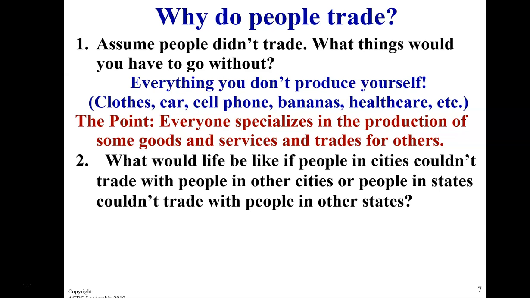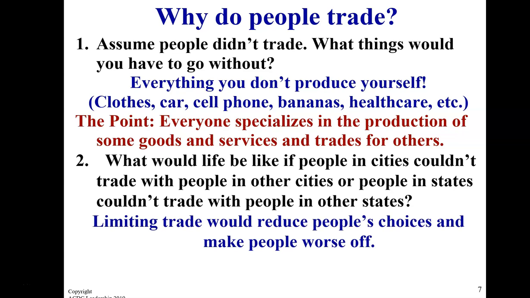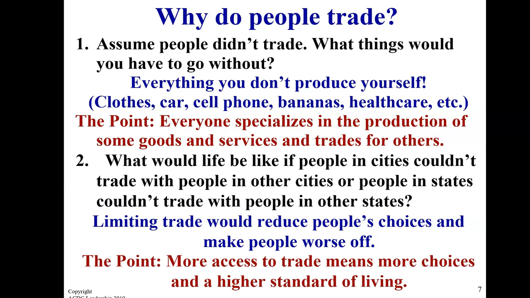What would life be like if people in cities couldn't trade with people in other cities, or people in states couldn't trade with people in other states? Limiting trade would reduce people's choices and make people worse off. More access to trade means more choices and a higher standard of living.